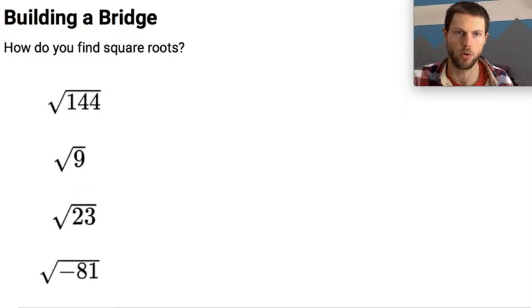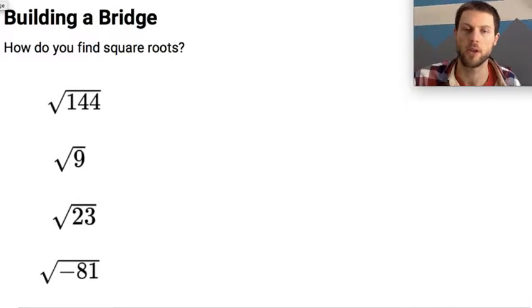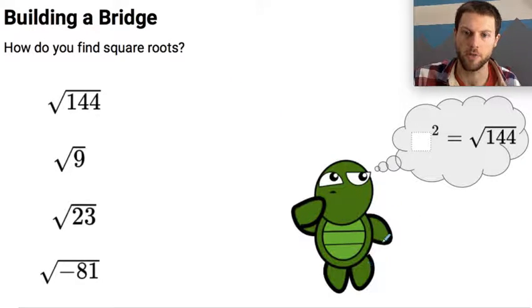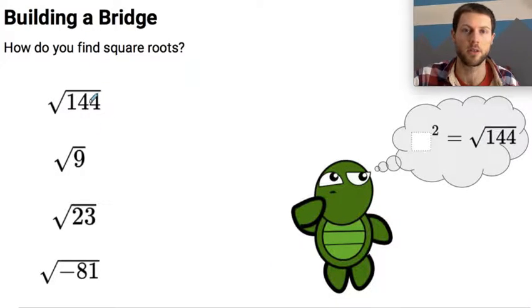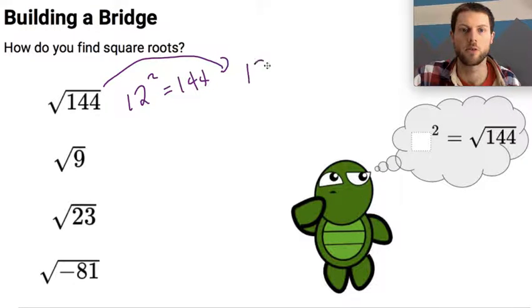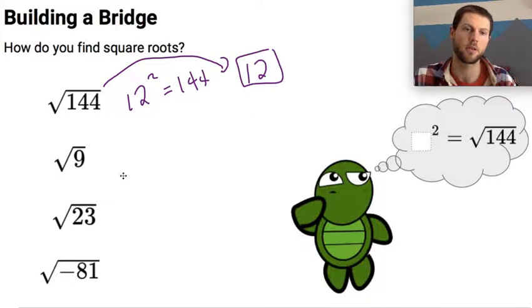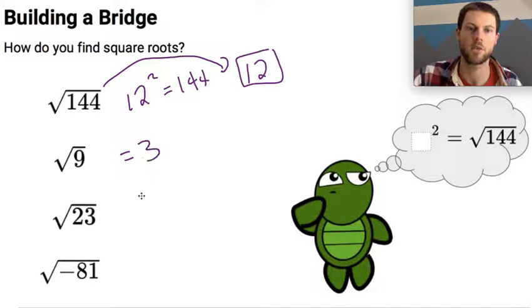If I have these lists of square roots, you have a way of figuring out what they're equal to. And really what you're doing, as my turtle friend here is demonstrating, is you're thinking, what squared equals 144? You don't really have a way of calculating this in your mind, but you're thinking, well, I know that 12 squared equals 144, so that means that the square root of 144 must be 12. And you're thinking the same thing with the square root of 9. I know that 3 squared is 9, so this has got to equal 3.